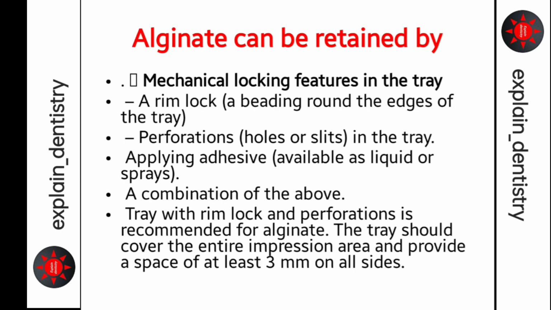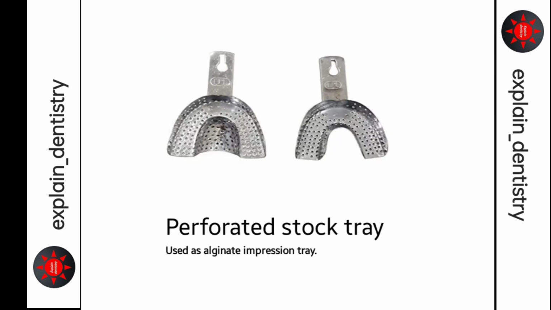Alginate can be retained by mechanical locking features in the tray: a rim lock, that is a beading round the edge of the tray; perforations, holes or slits in the tray; applying adhesive available as liquid or sprays; or a combination of the above. A tray with rim lock and perforation is recommended for alginate. The tray should cover the entire impression area and provide a space of at least 3 mm on all sides. These are the perforated trays which can be used as alginate impression trays.